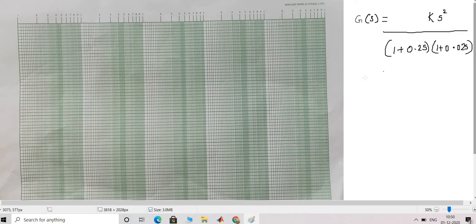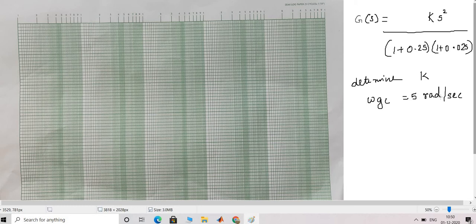For this system, determine the gain K for a gain crossover frequency of 5 radian per second. This is the question, using Bode plot.